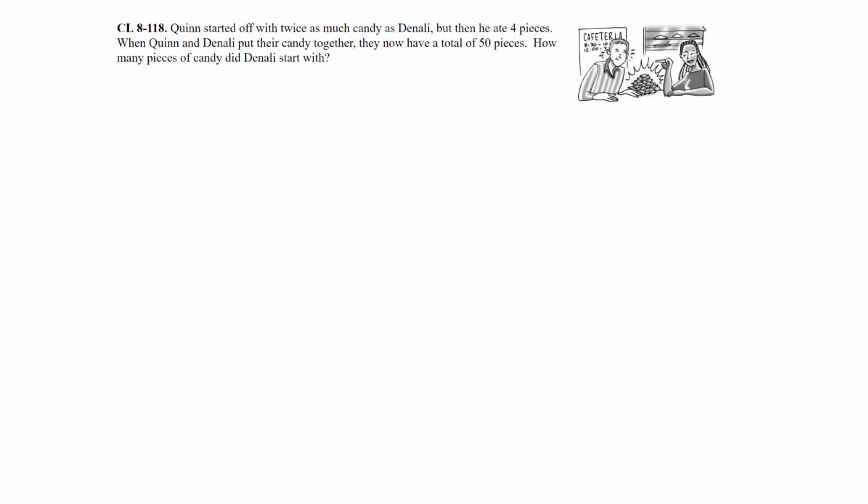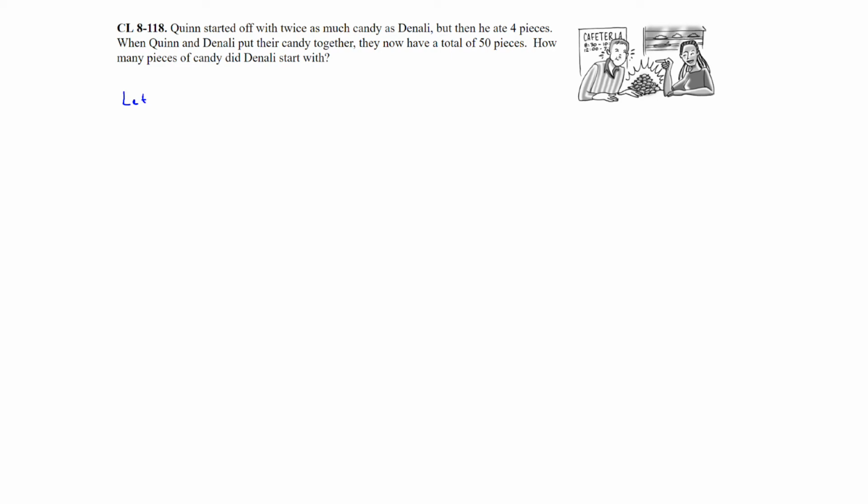Question 118. Quinn started off with twice as much candy as Denali, but then he ate 4 pieces. When Quinn and Denali put their candy together, they now have a total of 50 pieces. How many pieces of candy did Denali start with? So it looks like on this one we're going to need to write some let statements as to what variables we are going to use.